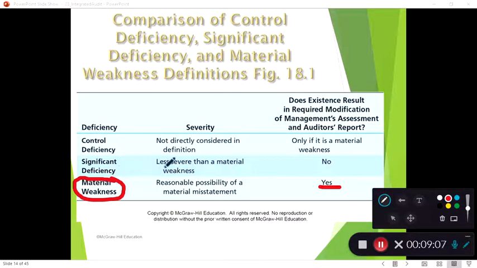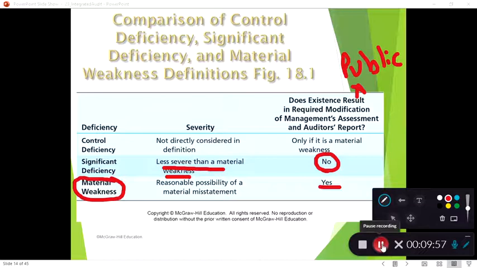What about a significant deficiency? It's less severe than a material weakness, still important enough, and that one does not need to be disclosed in the management assessment or the audit report. Because remember, this stuff goes to the public. And so there's a materiality threshold around what we disclose to the public. We're only going to disclose if there's a reasonable possibility of a material misstatement that was not prevented or detected. If it's less than that, then it will not go public, but we'll talk in a minute about where it goes. And the less than a significant deficiency, we'll refer to that too in just a few minutes.